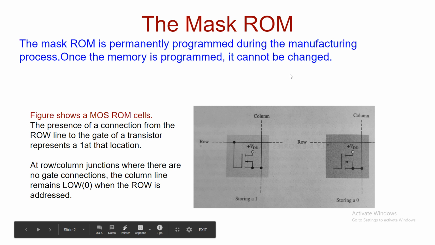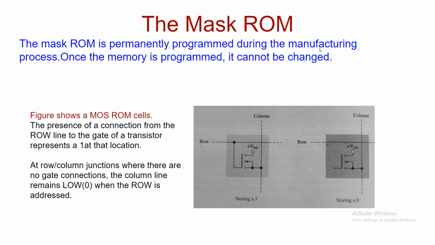The first category of ROM is the mask ROM, explained in this slide. The mask ROM is permanently programmed during the manufacturing process. Once the memory is programmed, it cannot be changed. Programs or data are stored onto this ROM during the manufacturing process. We can read data from the mask ROM, but it cannot be edited.